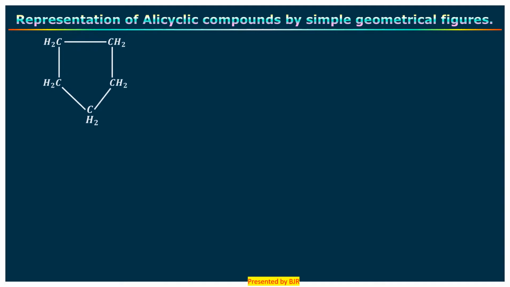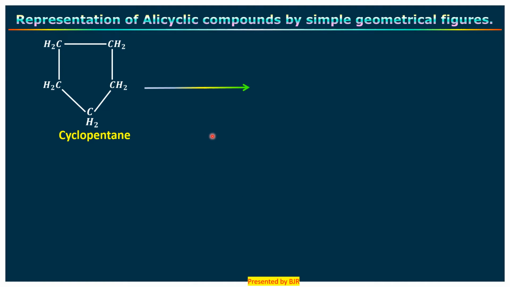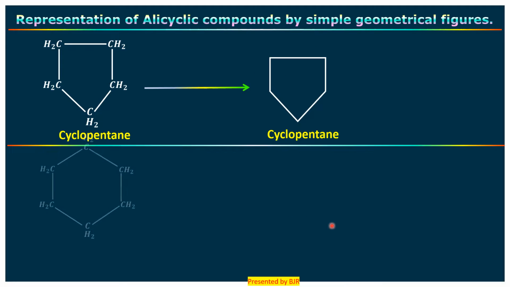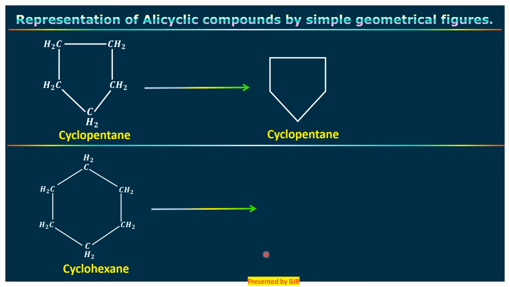Some more examples you can see here. This is cyclopentane because it contains 5 carbon atoms in the ring. So it is represented by the geometrical figure like this. Next one, cyclohexane is represented by this geometrical figure.